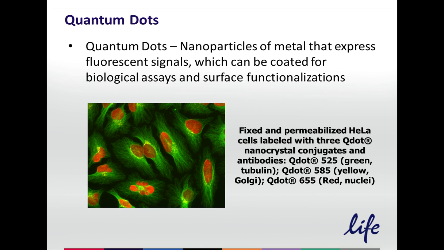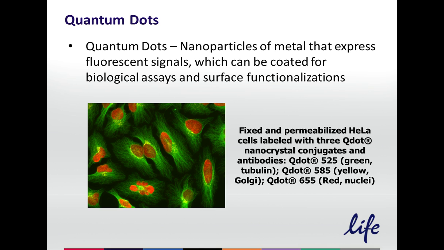The final class of fluorophores I wanted to talk about are quantum dots. These are much newer. Only in the last 10, 15 years or so have quantum dots really become useful, especially for biological testing. Our quantum dots are called Q dots. These are nanoparticles of a metal alloy that fluoresce upon shining light on them. They have a very organized matrix of their alloy atoms, and you can coat them to express in a biological assay and give functionalizations.